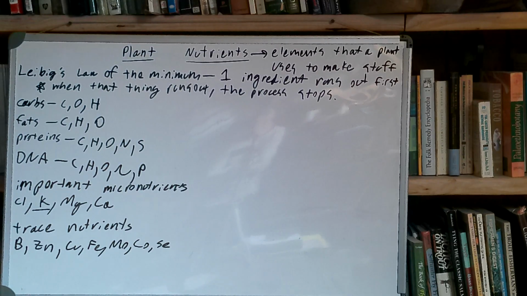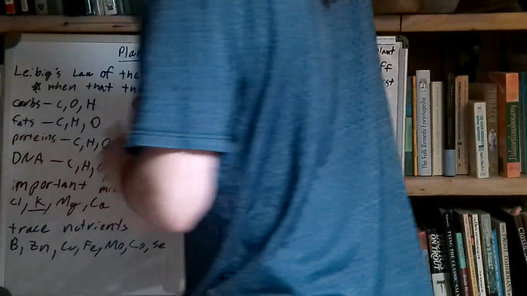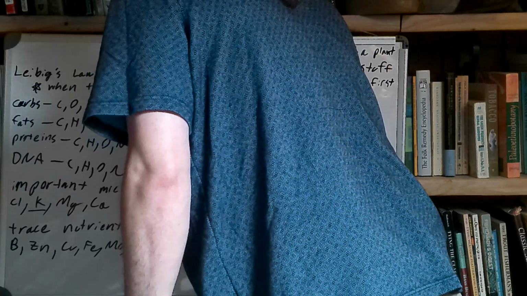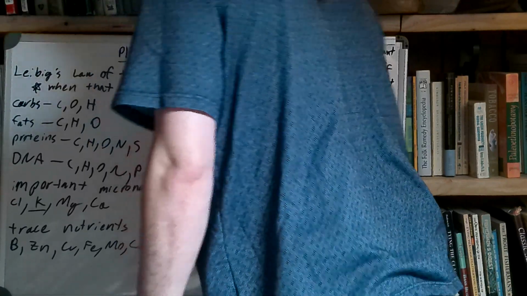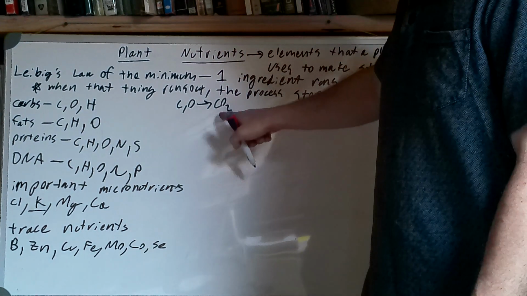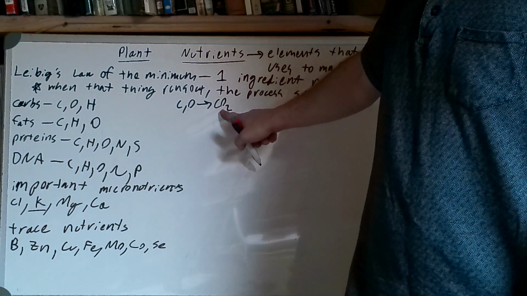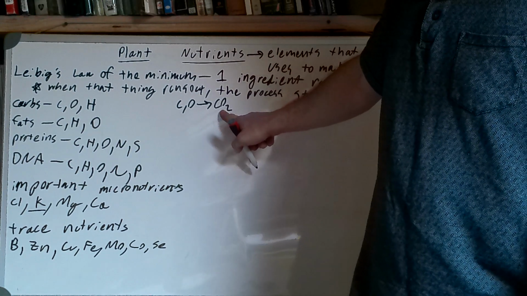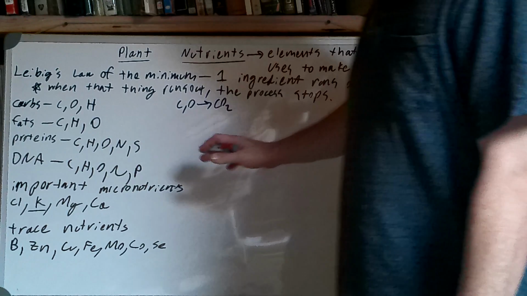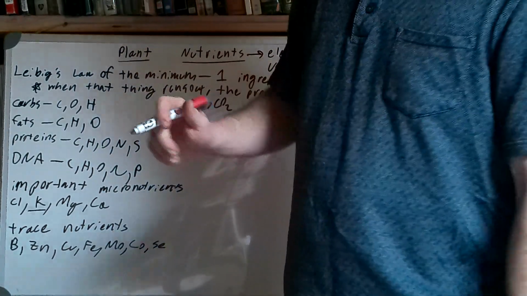Okay? Now, where do these come from? Well, carbon and oxygen come from CO2 in the photosynthesis process. Okay? So, carbon dioxide. Earth is not lacking for carbon dioxide. Right? This is abundant. It's in the air. It's everywhere. You don't need to import CO2 to make your garden grow.